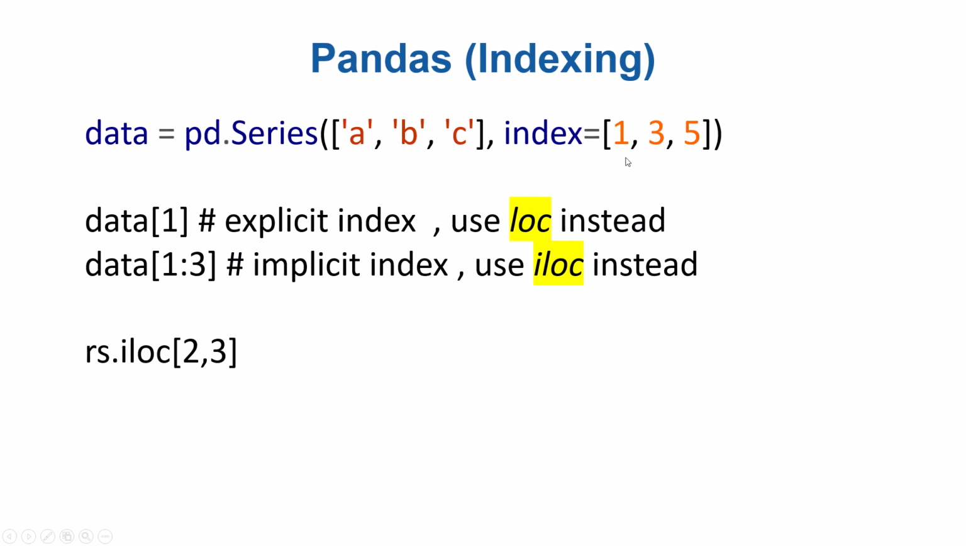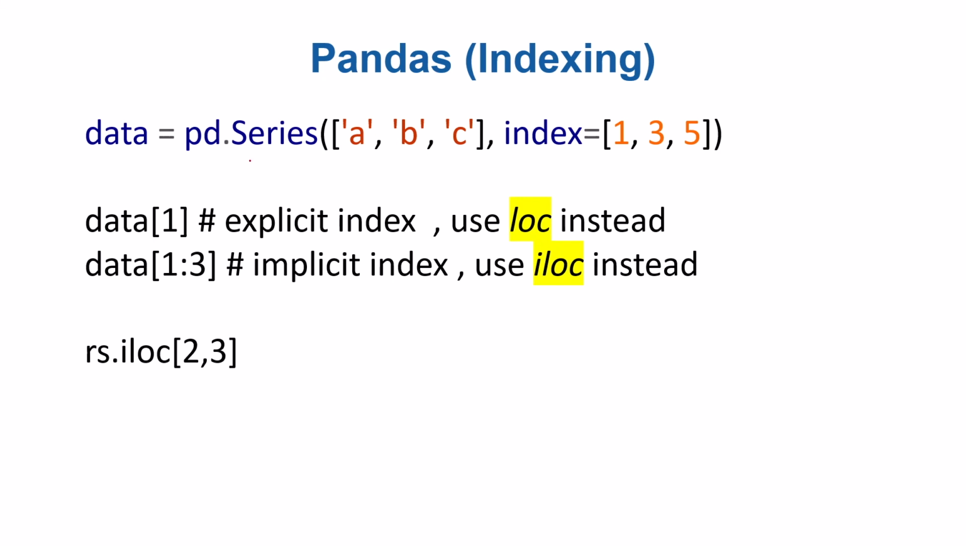So we will see, because 1 and 3 are also explicit indices, whether this 1:3 is referring to the implicit indices that are default indices, or whether it is referring to these indices. So this confusion is there, and we will see how to handle that confusion using the loc function and the iloc function. We will see that in the next video. Hope to see you in the next video.